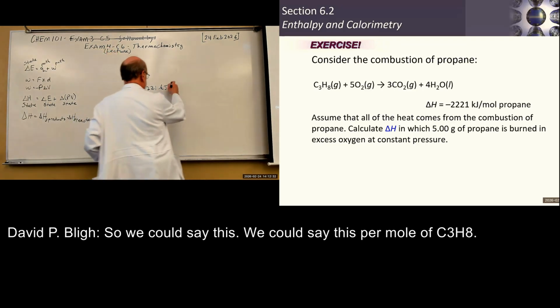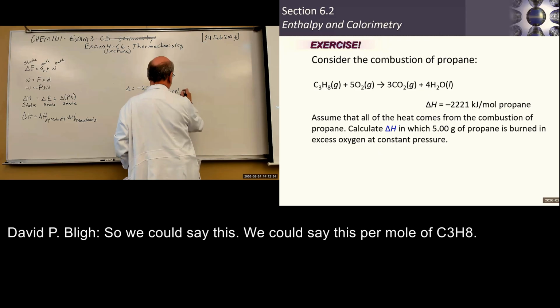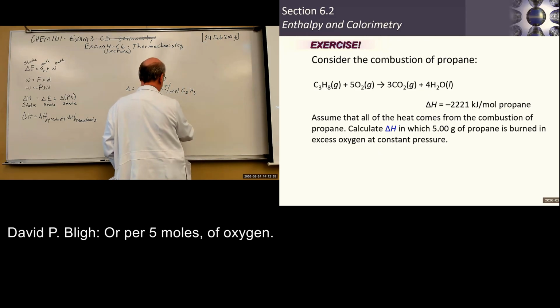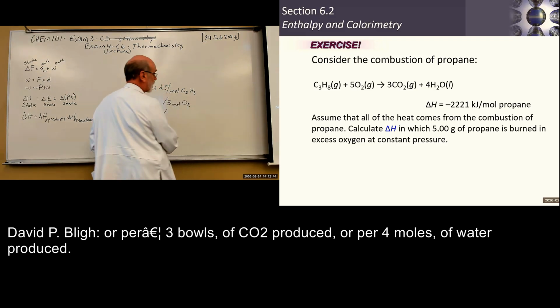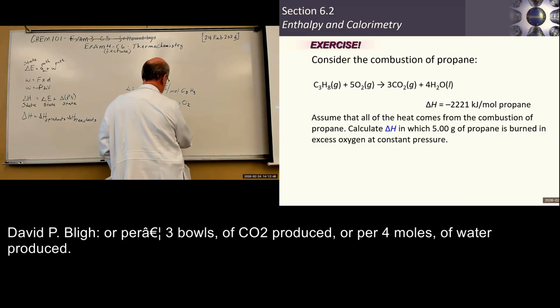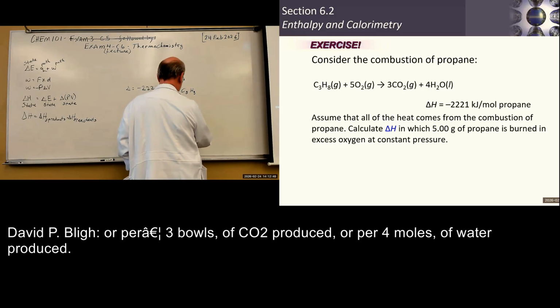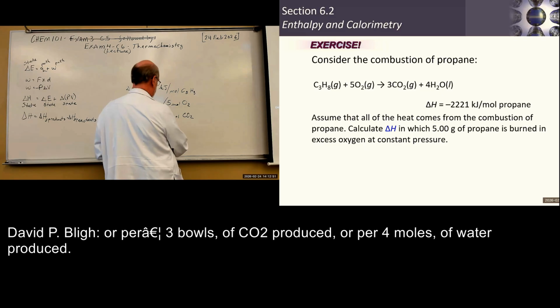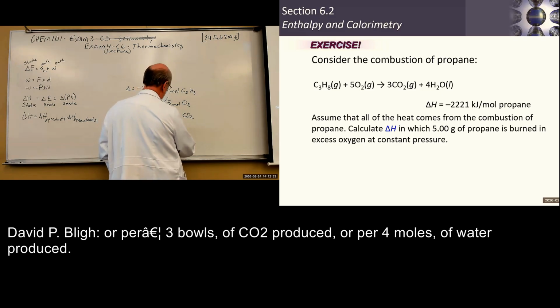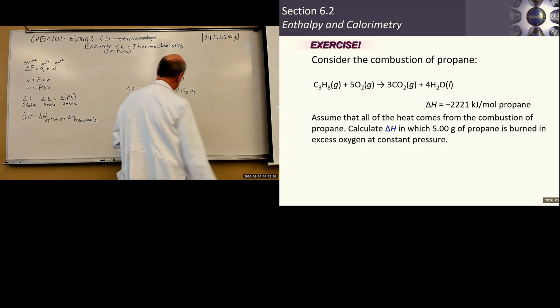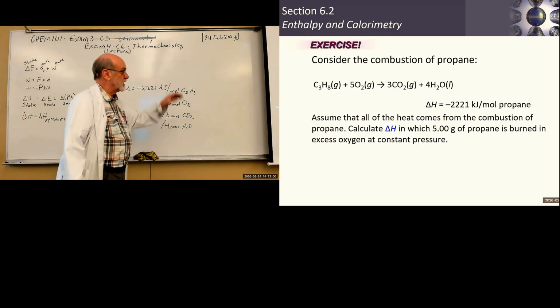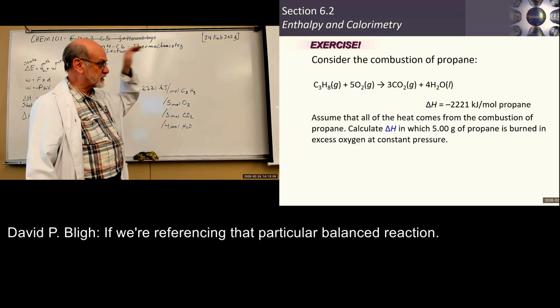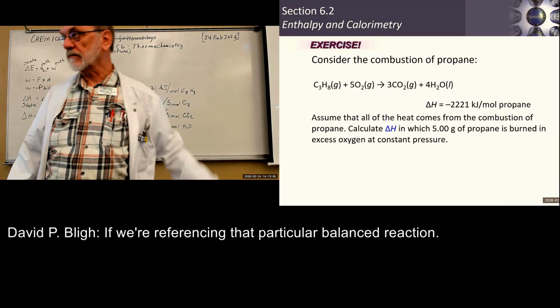So we could say this per mole of C3H8, or per 5 moles of oxygen, or per 3 moles of CO2 produced, or per 4 moles of water produced. That value could be associated with any one of these if we're referencing that particular balanced reaction.